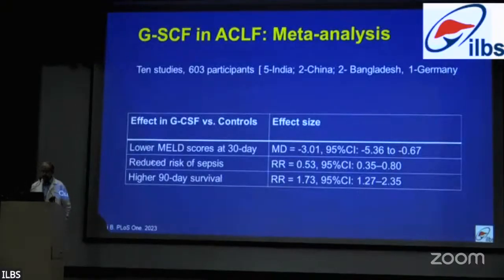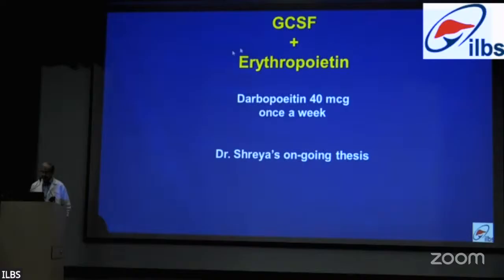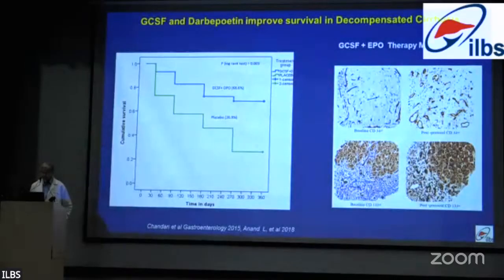The meta-analysis shows that GCSF compared to controls lowers the MELD, reduces sepsis, and gives higher 90-day survival. However, not all cirrhosis patients are going to respond. The work has to be very clear on patient selection. A combination of GCSF with erythropoietin, or we changed to darbepoetin, was done by Chandan, and now Shreya is undertaking this trial. I hope she has some reasonable results.